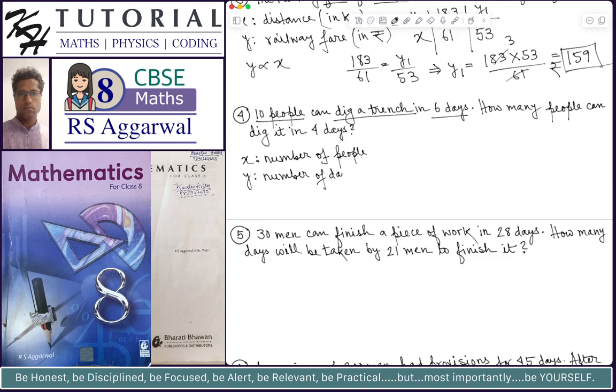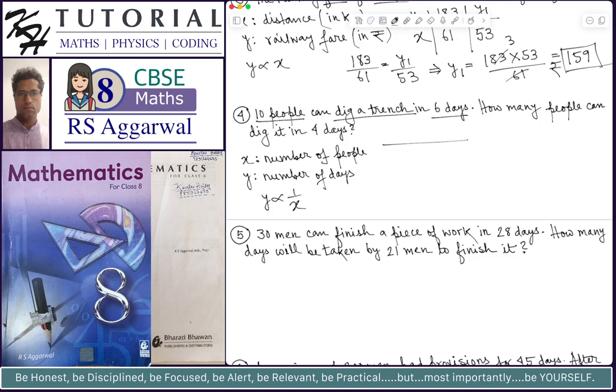Number of days. So then we can say that y will vary inversely with x, because if there are more people, then they can dig the trench in fewer days, and if there are fewer people, then it will take more time, so more days. So the quantity y will be inversely proportional to the quantity x.